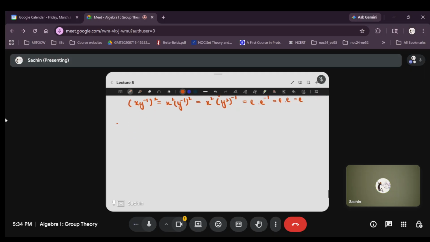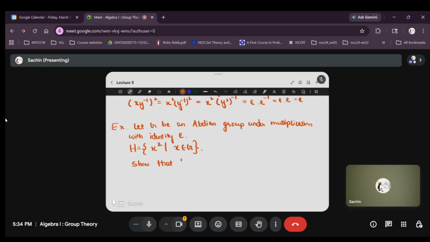Another example: let G be an abelian group under multiplication with identity E. And H is defined as x squared such that x is in G, so the squares of all the elements of G. Show that H is a subgroup of G.